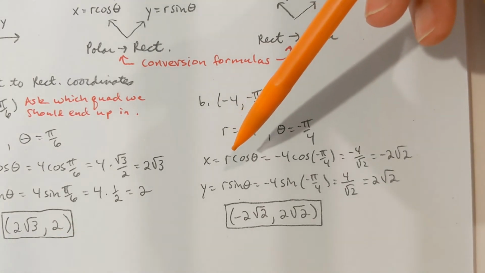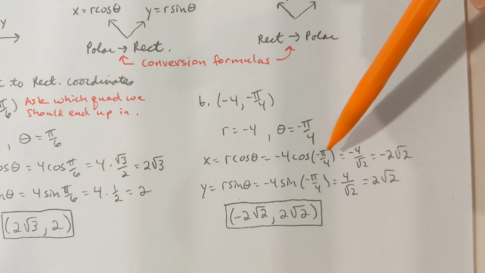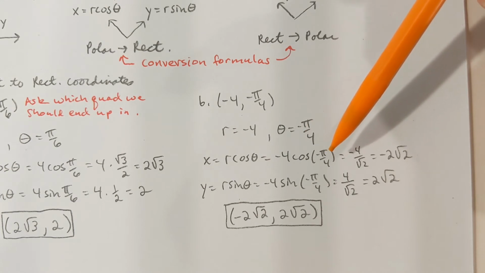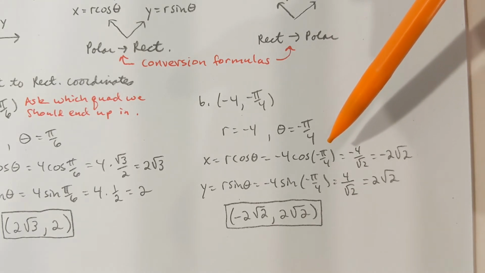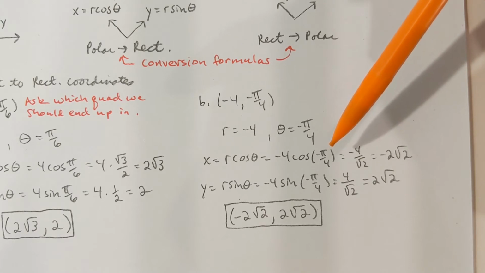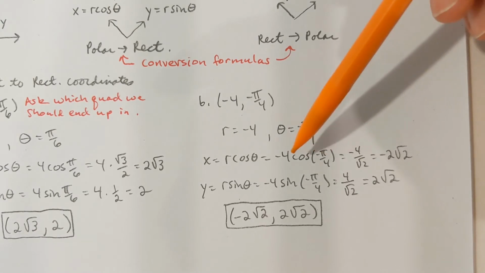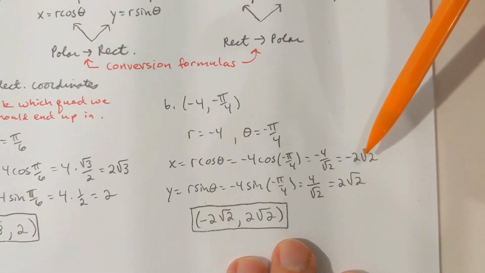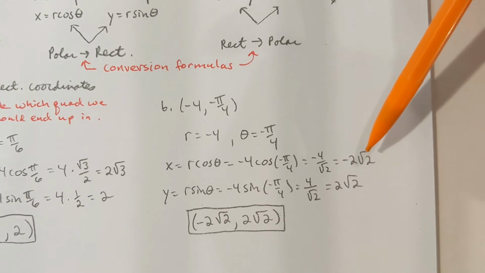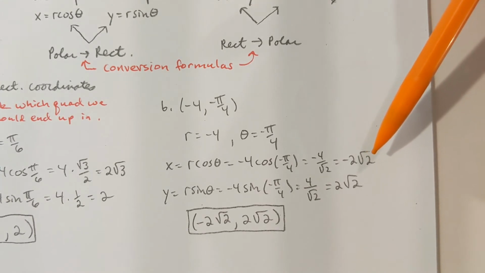So let's calculate x. r cosine theta. r is -4. Theta is negative pi over 4. Cosine negative pi over 4 would mean I'd have a triangle in quadrant 4. The adjacent side would be 1, and the hypotenuse would be root 2. So -4 times 1 over root 2, if you rationalize the denominator, you would get -2 root 2. Now, I like that x is negative here because, if I'm going to be in quadrant 2, I'll want to be going to the left of the origin. x has to be negative.